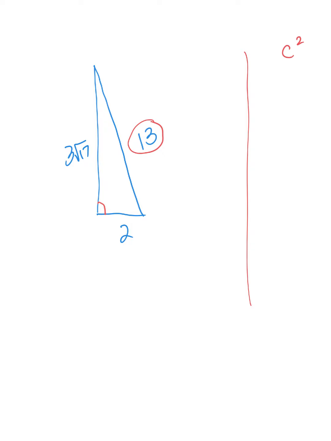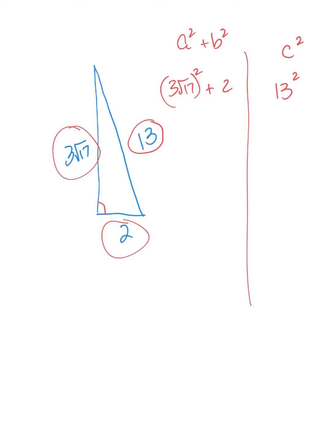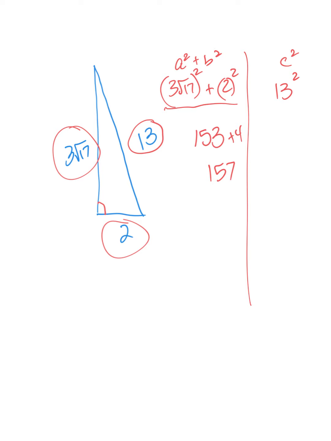So this would be the c squared, which would be 13 squared. And the other two would be a squared plus b squared. Okay? So we would have 3 root 17 squared plus 2 squared. When you have a 3 and a root 17, both of those have to be in the parentheses. When you do 3 root 17 squared plus 2 squared, you should get 153. Oh, plus 4, which is 157.